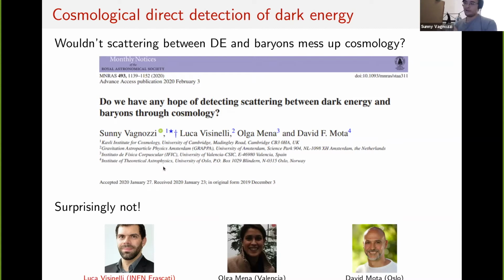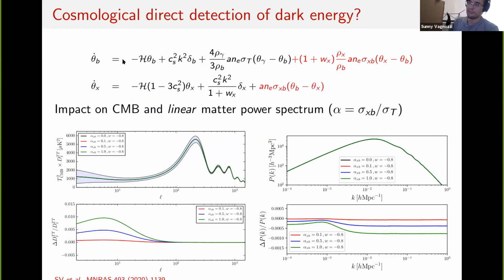So we took a very phenomenological approach. What we did is the following. We modified the Boltzmann equations for baryons and dark energy, and we modified them in such a way that you can get scattering between the two. The terms which describe the scattering are in red. And you see there's this term which depends on 1 plus the dark energy equation of state and the ratio between the dark energy and baryon densities. This is here because of energy-momentum conservation. It's very similar to this term over here for Thomson scattering.